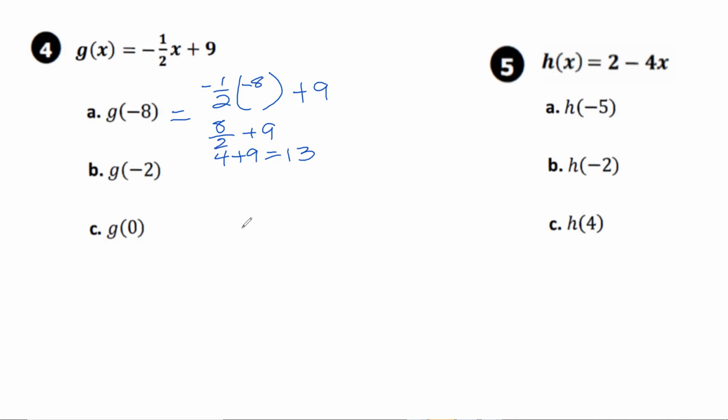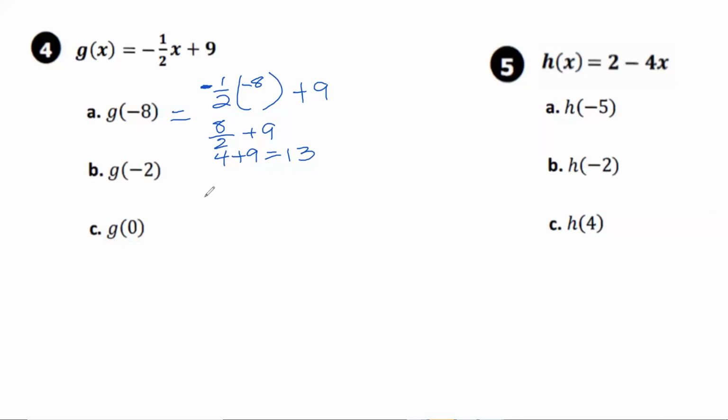Okay. Biggest mistake that people make is they forget this negative out front. Just kind of group it with that top number and then multiply it times that number that's in there. Can you take a second? Can you try B and C?